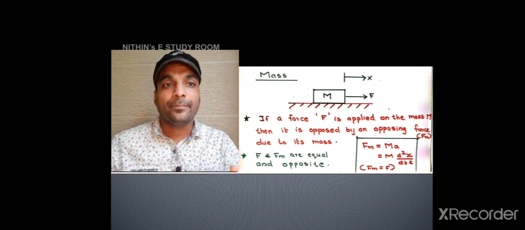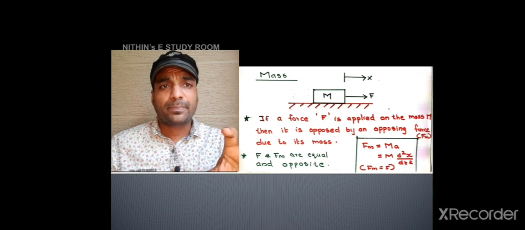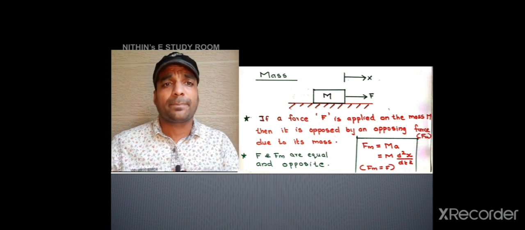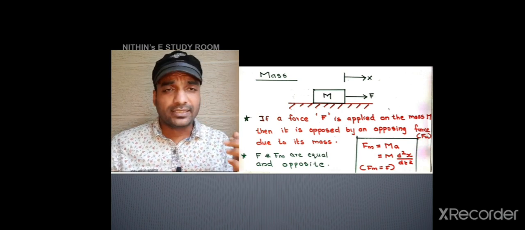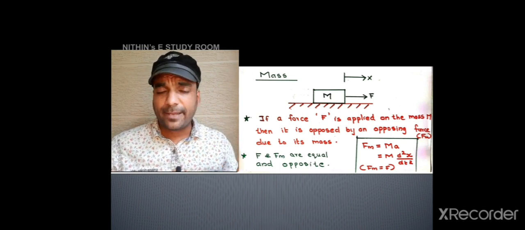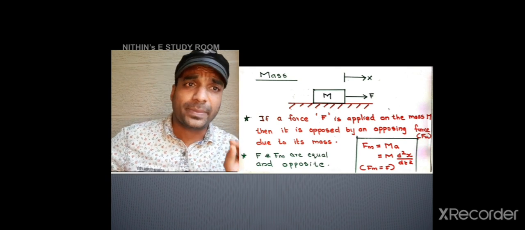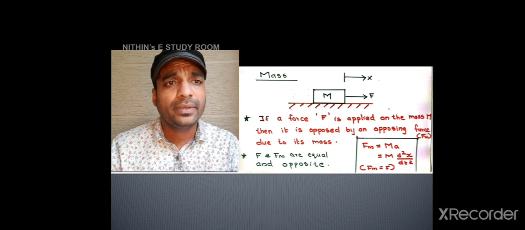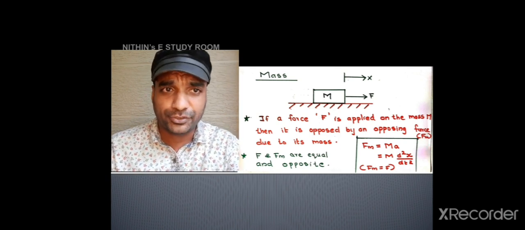So, Fm, that is the force developed by the mass to oppose the applied force, is nothing but the mass into acceleration. Mass is simply m, and acceleration is d square x by dt square. So, Fm is equal to m d square x by dt square.